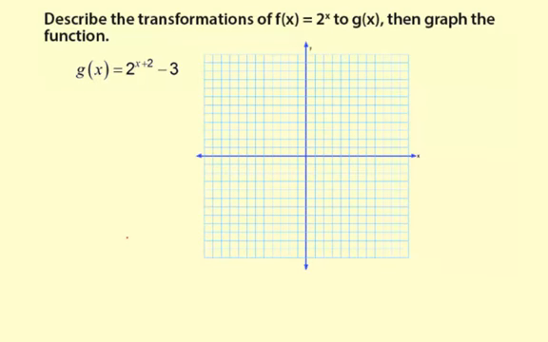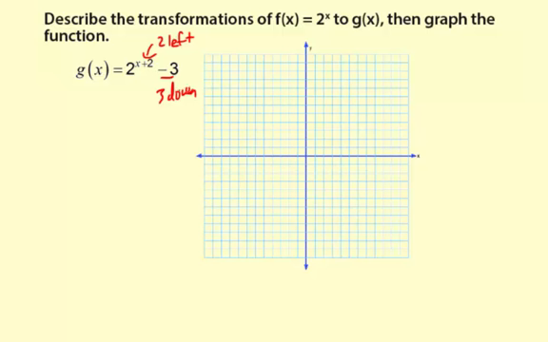Describe the transformations of f of x equals 2 to the x to g of x, then graph the function. G of x is given as 2 to the x plus 2, then minus 3. Now this plus 2, this is a horizontal translation, and it's 2 to the left. And this minus 3, that is a vertical translation, which is 3 down.